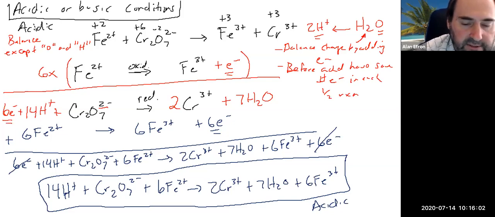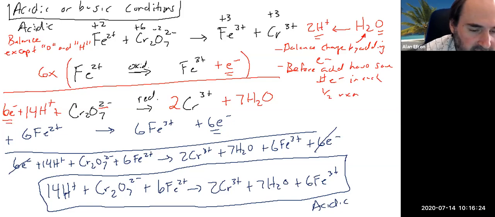It is also balanced in terms of charge, hopefully. So on the left-hand side, I have plus 14 for the hydrogens. I have plus 12 for our iron. So that's a lot there. We're going to try that math. That's plus 26 minus 2 is plus 24.